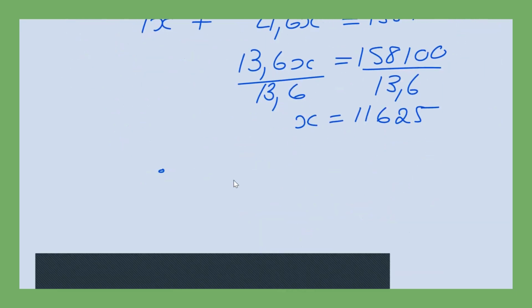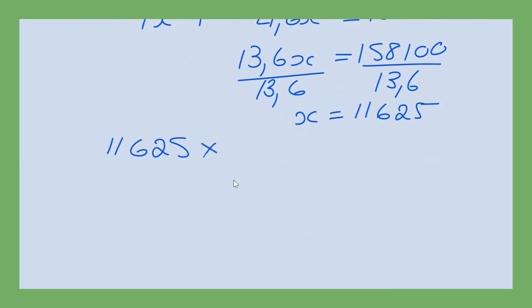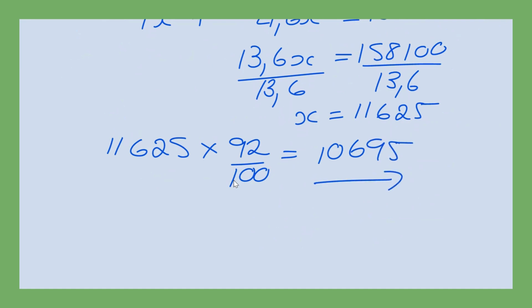But now we must not get confused, because that x is the rent before the decrease. Be careful. That's a common mistake to make, to think, oh, I've got my answer, let's go. That's wrong. So you now have to decrease that by 8%, or you can multiply it by 92 over 100, and that will give you the 92% figure. And that is what we had: 10,695 was the 92% rent, or the adjusted rent.